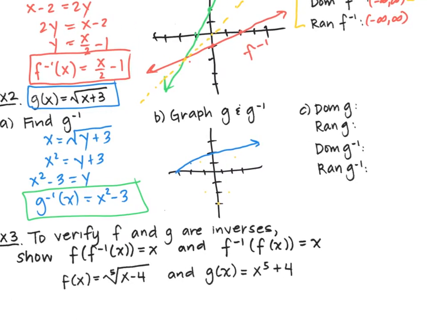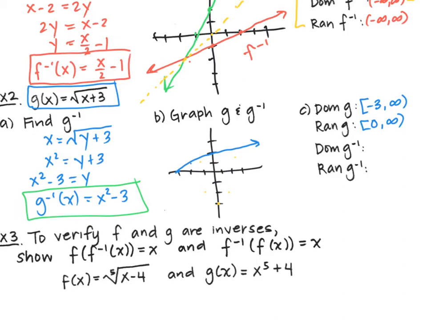So the domain of g of x: it's a radical, so x plus 3 has to be greater than or equal to 0. So x is greater than or equal to negative 3, which means this goes from negative 3 to infinity. Or I could just look at the graph and see that x starts at negative 3 and goes to the right. The range: I know the square root's not going to be lower than 0, so it's going to be from 0 to infinity. Or if I look at the graph, 0 and going up.